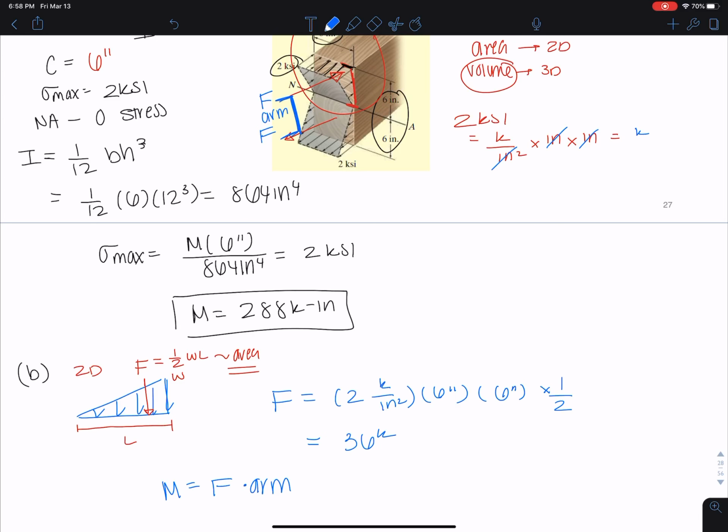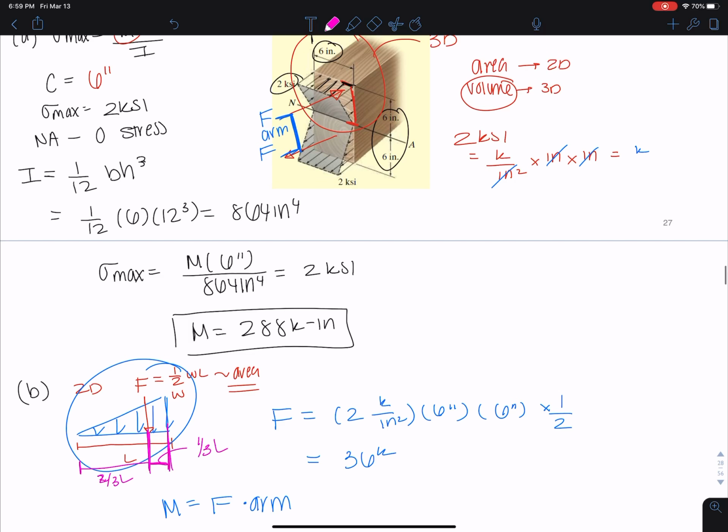So what's the arm? Well, again, come back to this drawing here. To figure out the distance that this acts from here for a triangular distributed load is just 1/3 L, or from here to here is 2/3 L. So same thing here. I can't really draw it on here. It's kind of confusing. Here to here would be that 1/3, and here to the neutral axis would be that 2/3. And then here, again, we'd have another 2/3. So the total would be 2/3 of 6 plus 2/3 of 6, which is 8 inches.